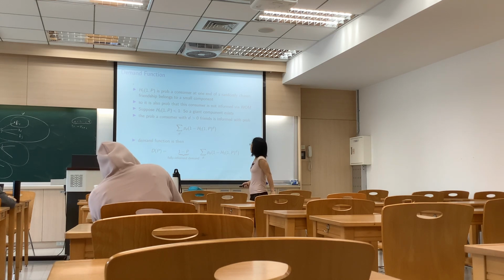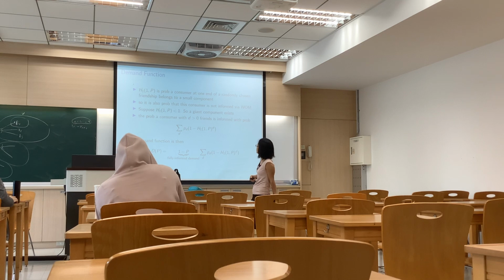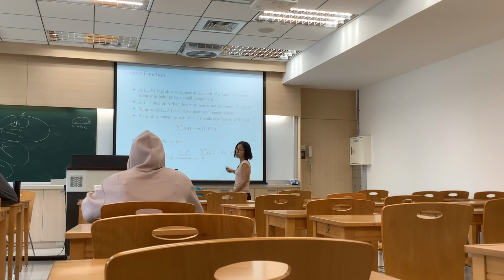So first is the existence of the critical price, and then what you want is to find the demand function, the fraction of consumers in the giant component. So H1 of 1 is the probability that a consumer at one end of a randomly chosen friendship belongs to a small component. So it's the probability that this consumer is not informed by word of mouth.